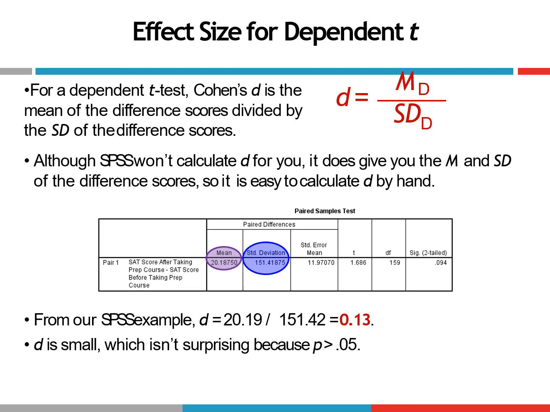And again, your Cohen's d indicates a weak effect, which isn't surprising because if we look at the significance value, or the p-value, it's 0.094, which indicates that it's not a significant effect.